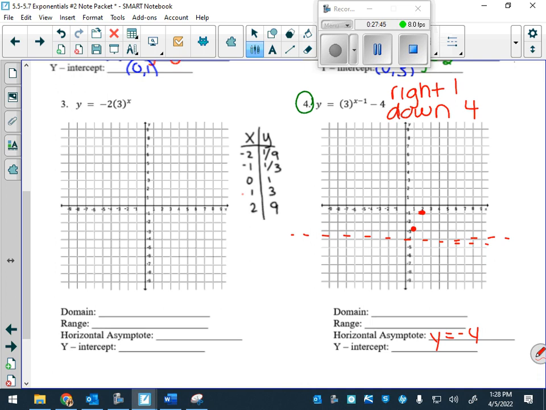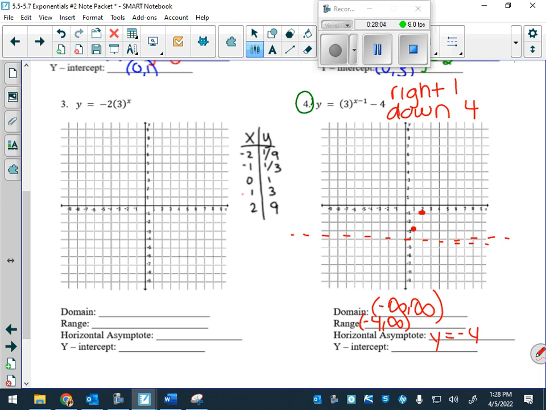So what is our domain? Lila, what's our domain? -infinity to infinity. Let's see. Rosanna, what's our range? Good. -4 to infinity. Okay.